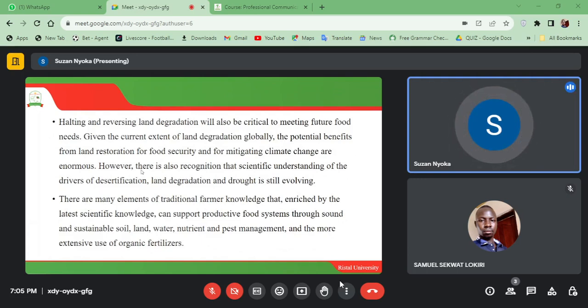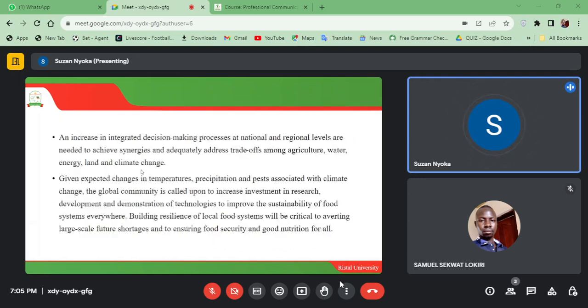And then there are many elements of traditional farmer knowledge that, enriched by the latest scientific knowledge, can support productive food systems through sound and sustainable soil, land, water, nutrient, and pest management, and the more extensive use of organic fertilizers.